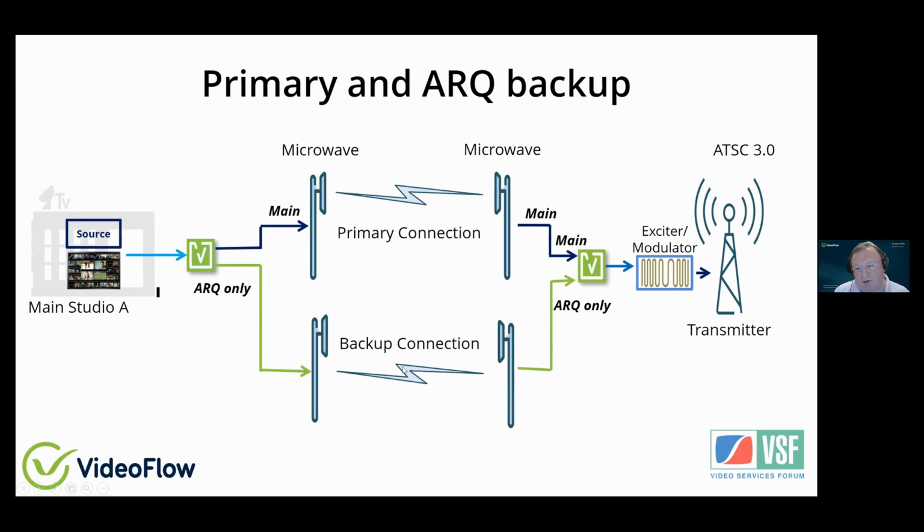You can send only the ARQ packets on a need basis, so you don't consume that much on the backup, and that can be utilized for other applications, like, for instance, HQ traffic, data traffic, and so on. So you don't need to utilize that much of its bandwidth.